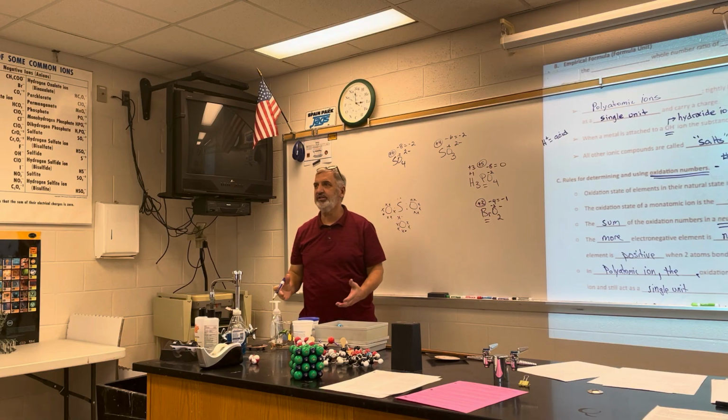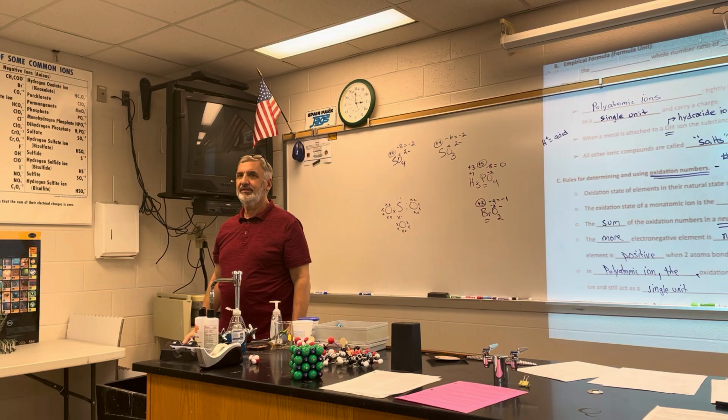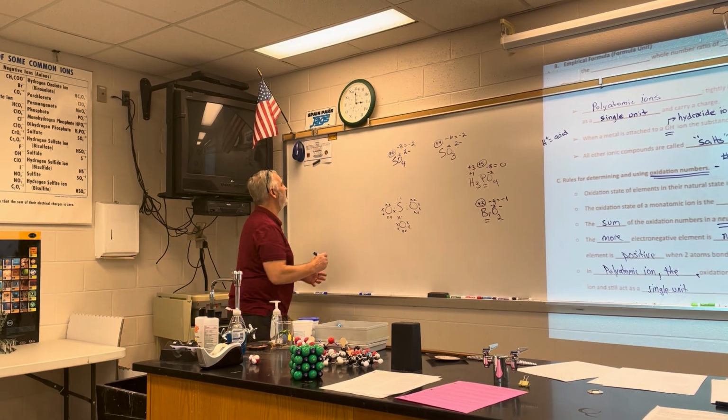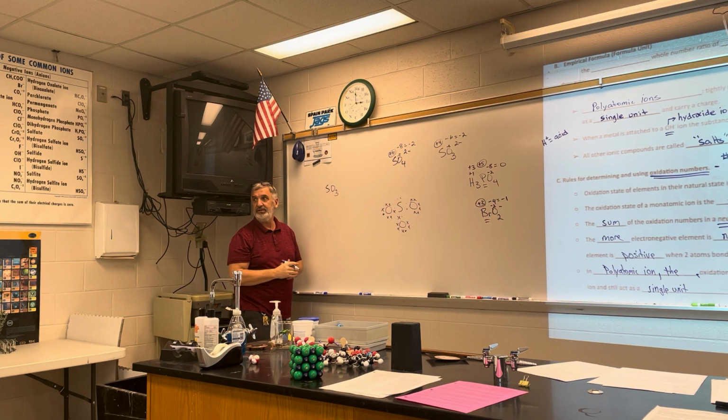Now, here's the question. How do you know if it's a compound or if it's an ion? What's the definition of an ion? Charged particle. So what's an ion going to have on it? Charge. If I just write SO3, is that an ion? No. That's a compound, sulfur trioxide. But I could write SO3 2-, now it's an ion. If it's an ion, you have to write the charge.